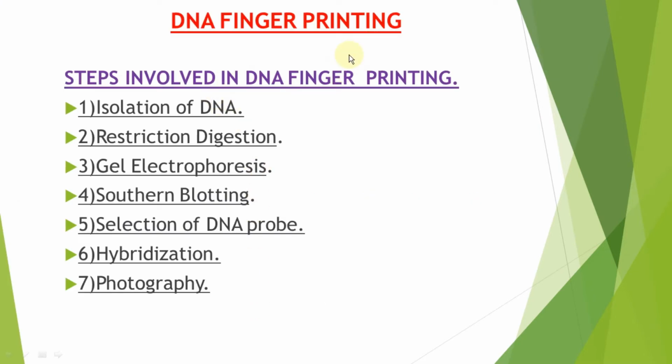Now we are studying the steps of DNA fingerprinting, or how DNA fingerprinting is done. In total, 7 steps you have to keep in mind, in a particular sequence only. First is isolation of DNA. Second is restriction digestion. Third is gel electrophoresis. Fourth is Southern blotting. Fifth is selection of DNA probe. Sixth is hybridization, and last, the seventh, is photography.